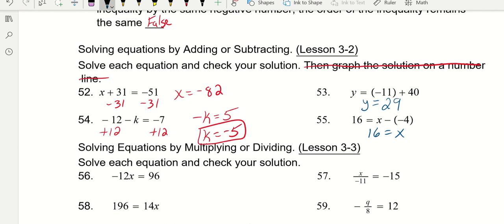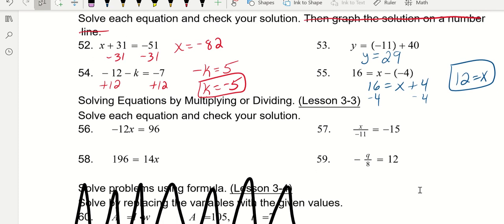All right, this next one here, 16 is equal to x plus 4. What's the inverse of addition here? Subtraction. So we subtract 4. 4 minus 4 is 0. You subtract 4 on the left side as well. Make sure you are showing your inverse operations on both sides. We get 12 is equal to x.